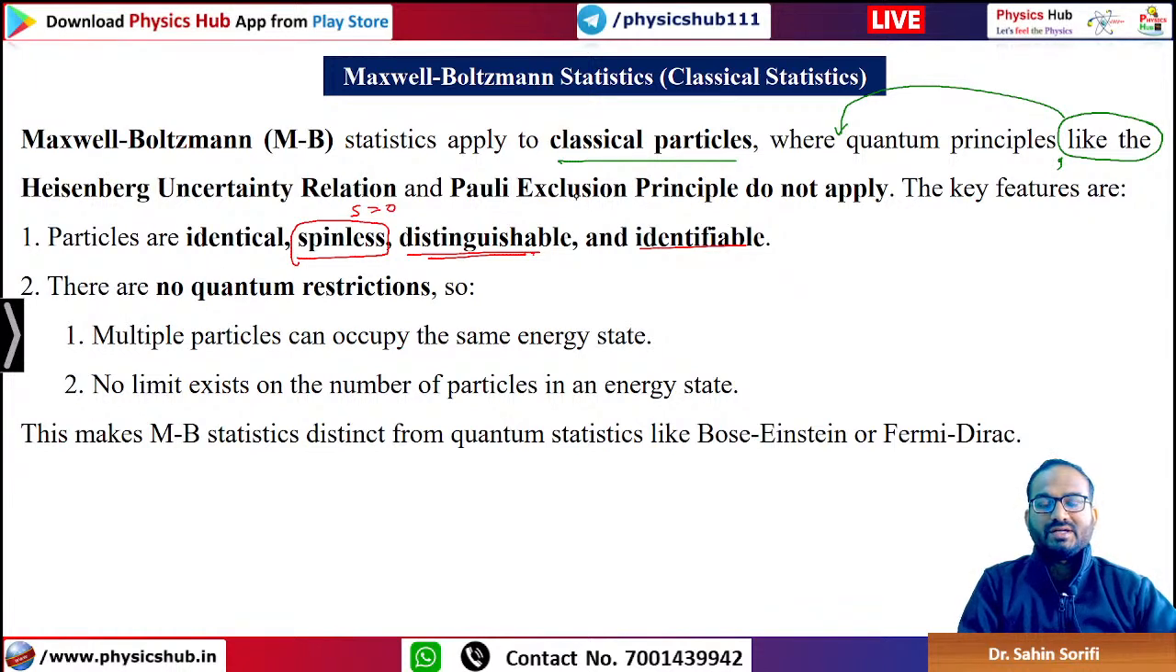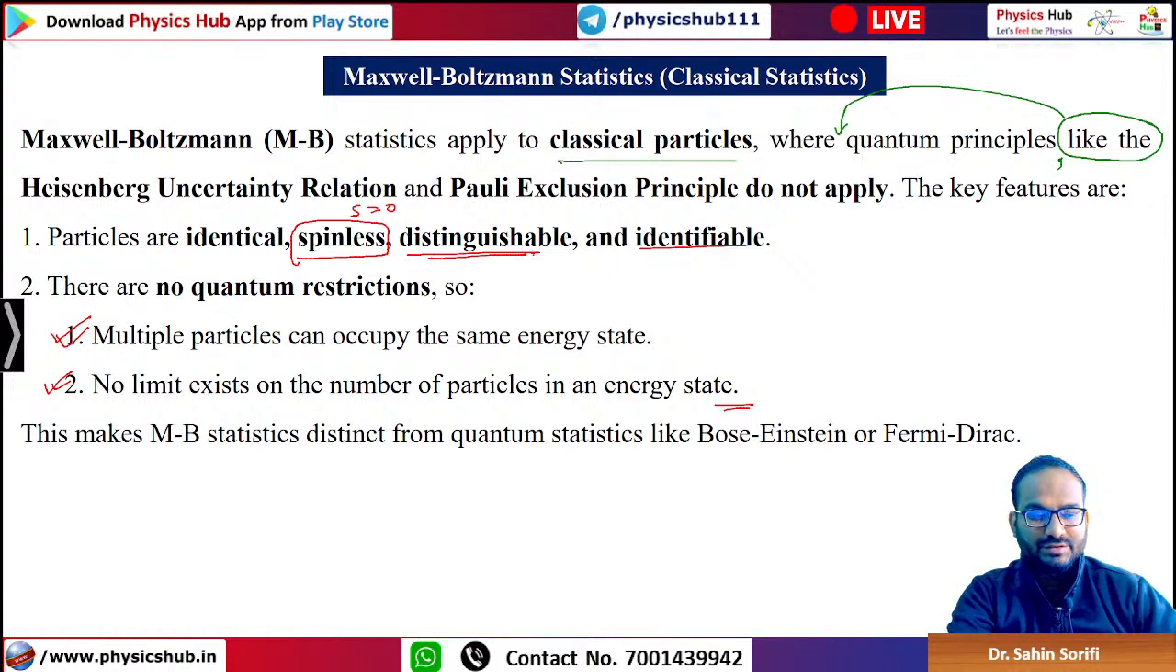The uncertainty relation and Pauli's exclusion principle impose some restriction on the particles, and because of that they cannot occupy an energy level as per their wish. So multiple particles can occupy the same energy state because there is no restriction posed by Pauli's exclusion principle. Pauli's exclusion principle is not valid for classical particles. No limit exists on the number of particles in an energy state. This makes Maxwell-Boltzmann statistics distinct from quantum statistics like Bose-Einstein and Fermi-Dirac. These are basically simple things which you must know.